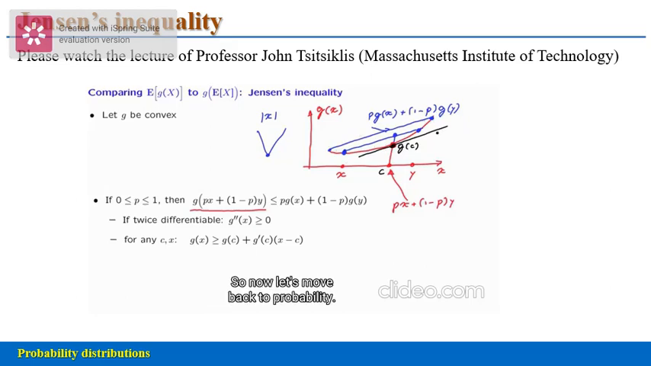Okay, so now let's move back to probability. Suppose that g is convex. This is true for every x. So, in particular, if I have my random variable, capital X, no matter what my random variable is, we're going to get this kind of inequality.